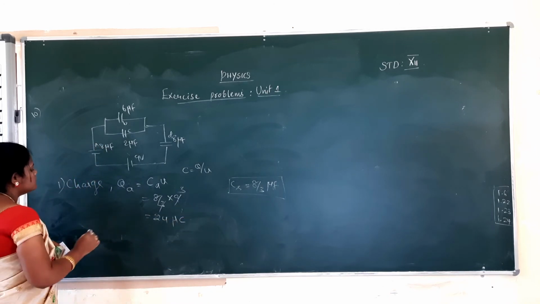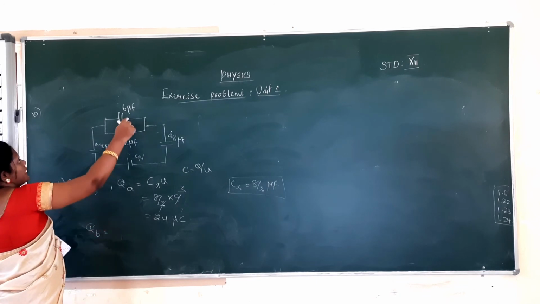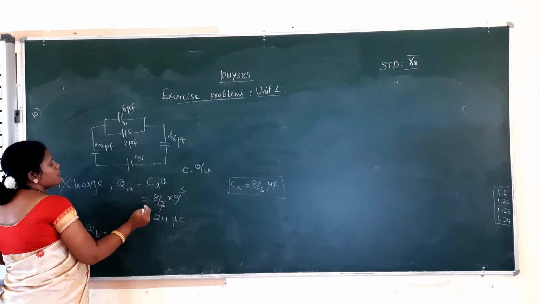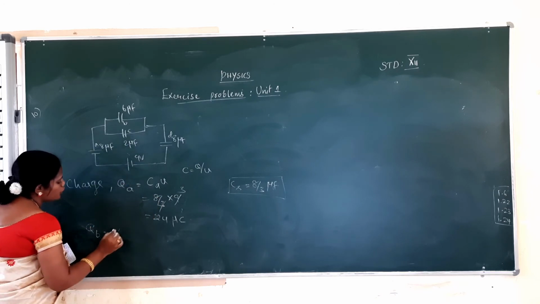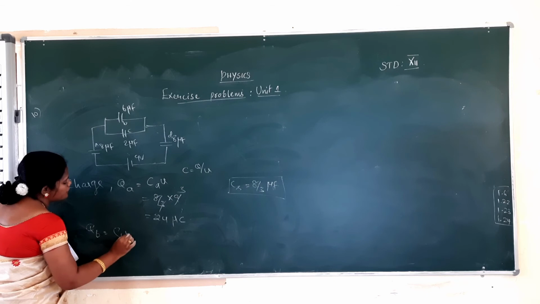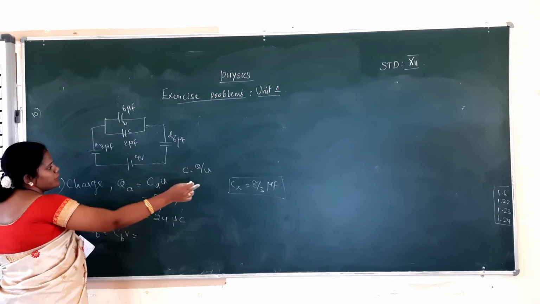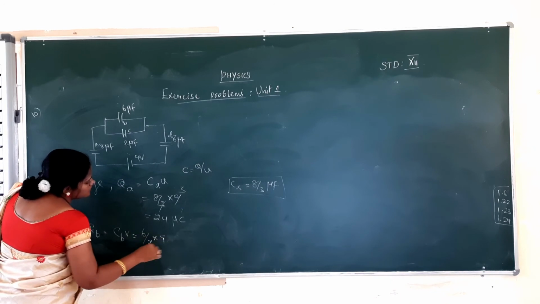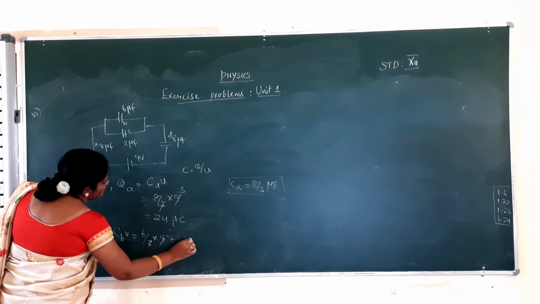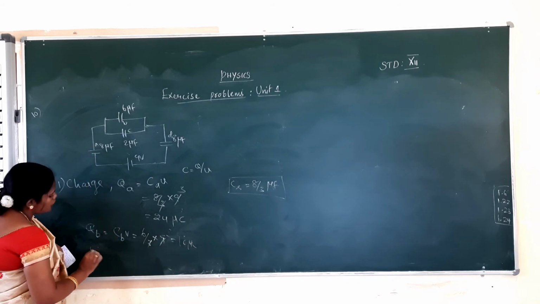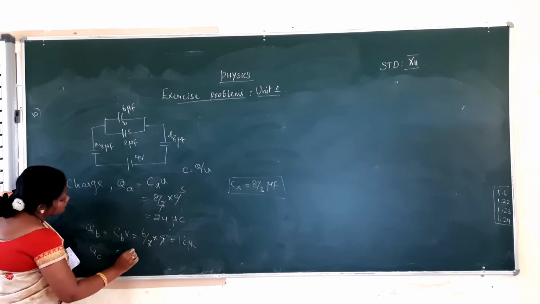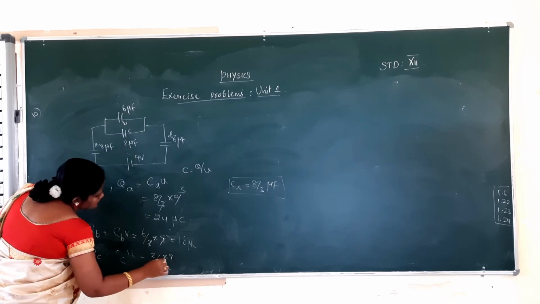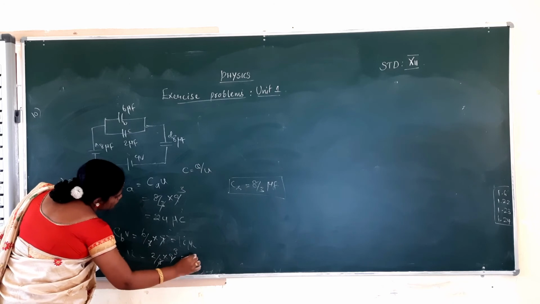Okay, then QB will be taken. 2 capacitances, so 8 by 3 equals 6 by 3 and 2 by 3. So QB is equal to CP into V. CP is 8 by 3 is the effective capacitance, and 6 is there. So 6 by 3 into 9. So the 3 cancels, that is 18 microcoulomb. And then QC is CC into V. That is 2 by 3 into 9. So 3 cancels, that is 6 microcoulomb.